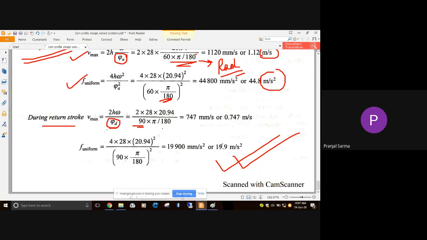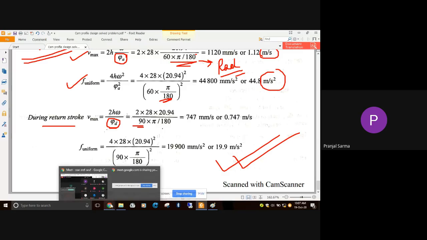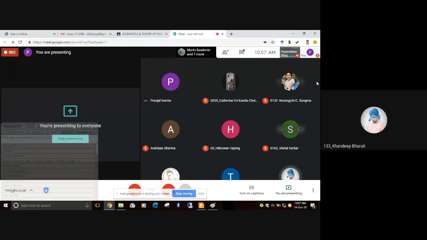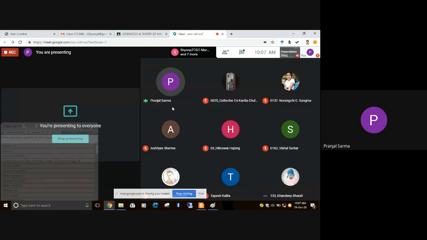Have you understood the whole problem? Just let me know. I hope you have understood it. You will be able to draw it, right? You now have the confidence to solve similar kinds of problems, right? I hope all of you can solve similar cam profile design problems. Just practice some of them.